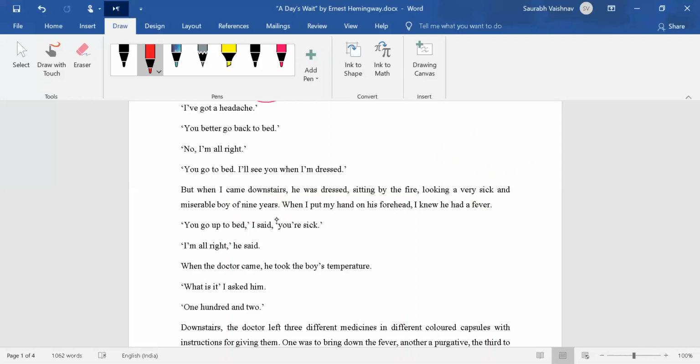So the father of the boy tried to check his temperature by keeping his hand on his forehead. And the father realized that Schatz, his son, was suffering from fever.